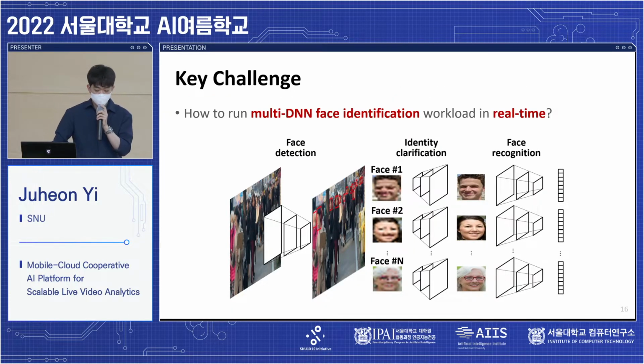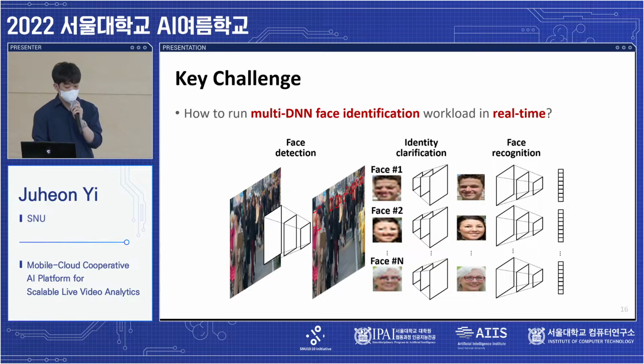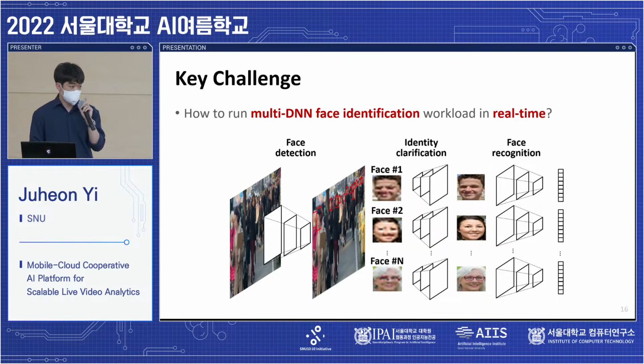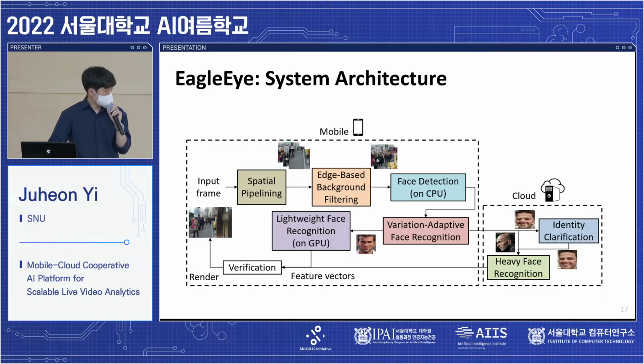The key challenge of designing such a system is to run this multi-deep neural network-based face identification pipeline in real time. As you can see here, to identify faces from the crowded scene, we first need to detect the faces, and for each face, apply a super resolution network to enhance the resolution and then recognize it. So it involves multiple repetitive executions over a high resolution video frame. Our system architecture looks like this. It is composed of multiple techniques to execute this compute-intensive workload over the mobile device and the cloud.